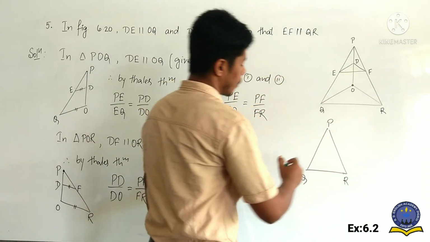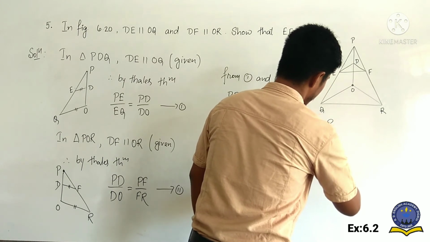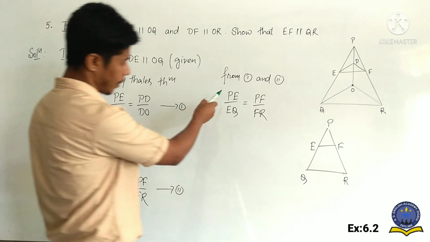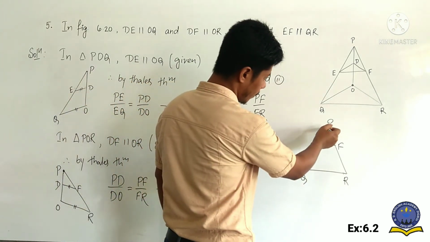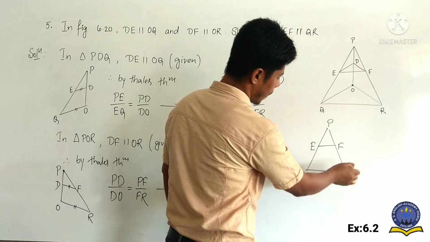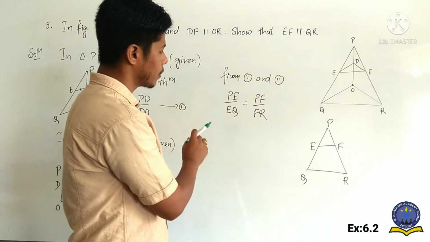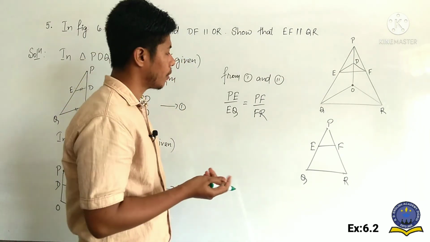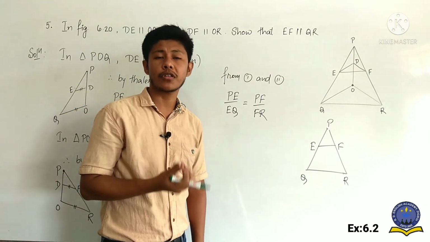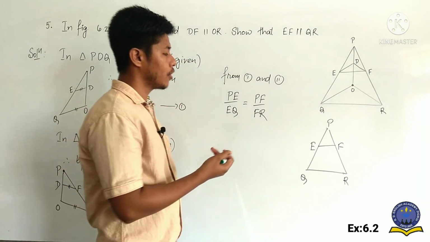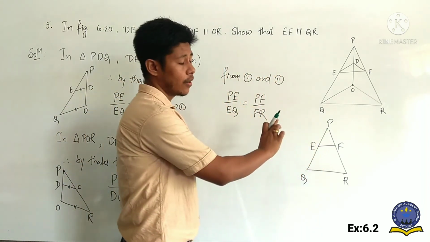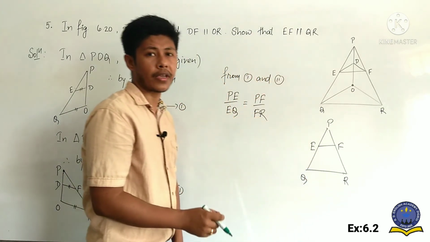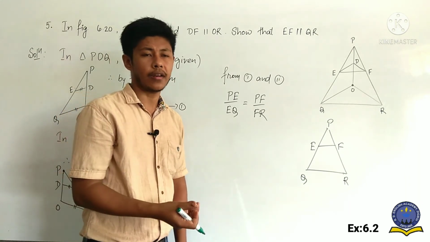Clear? Now in this case, if we consider the line EF, according to our equation 1 and 2, if we compare these two, then we get the result PE by EQ equals PF by FR. When we get this type of ratio, what is the statement of the converse of Thales theorem? If the ratios of the two sides are equal, then what can we say? We can say the lines are parallel, isn't it?